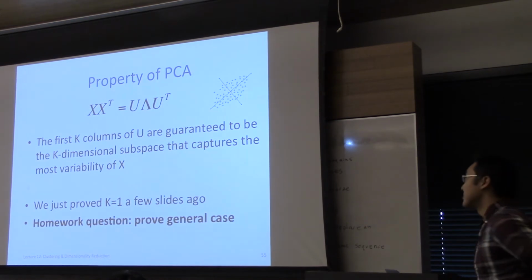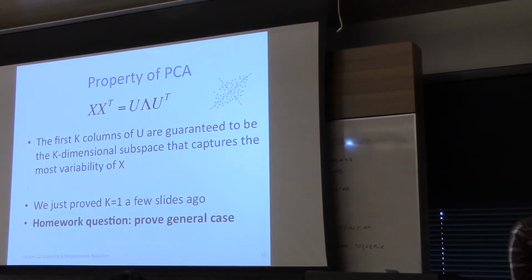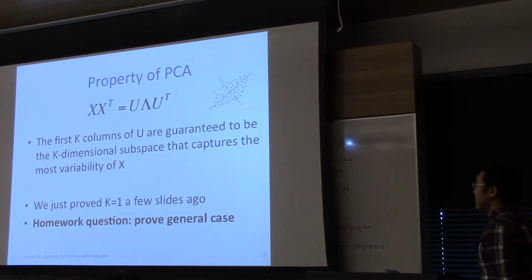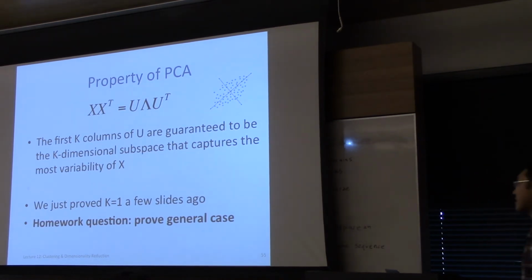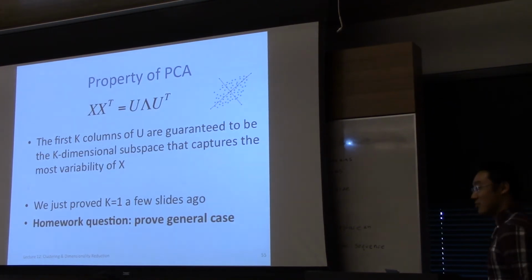So what are some properties of PCA? Well, the first k columns of U are guaranteed to be the k-dimensional subspace that captures the most variability of x. For any value k from 1 to the dimensionality of the raw data, the first k columns of U are guaranteed to be the k-dimensional subspace that captures the most variability. We actually just proved the case for k equals 1 a few slides ago, for a one-dimensional case. And in the homework question that will be released later this week, you have to prove the general case.